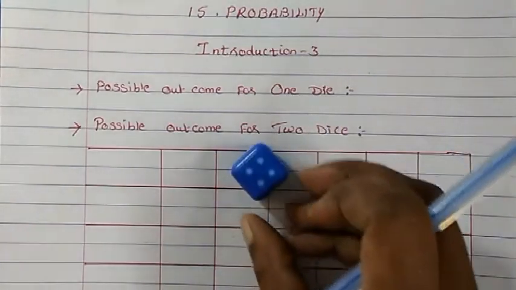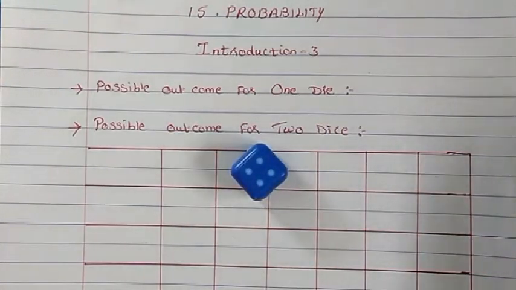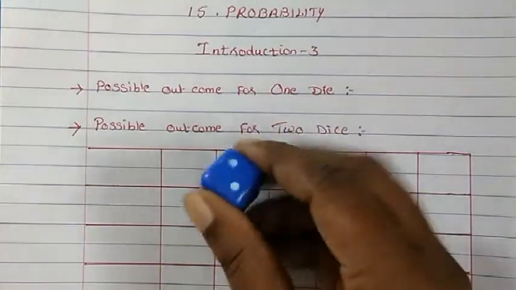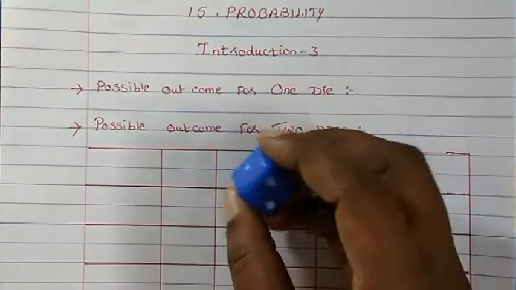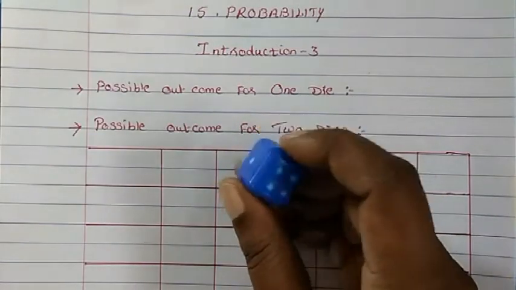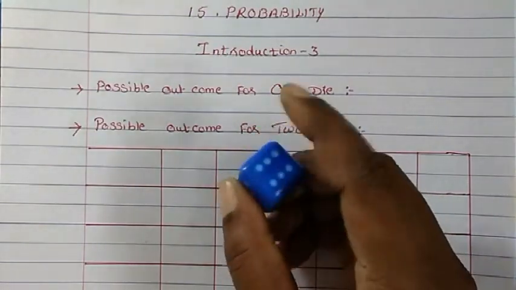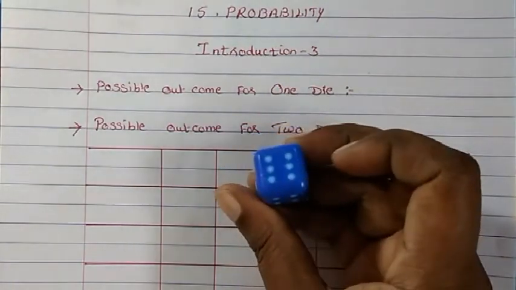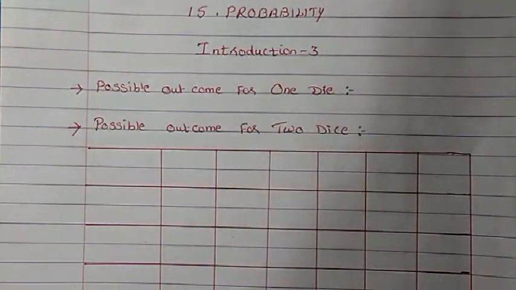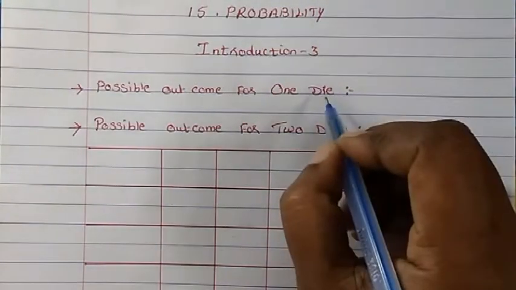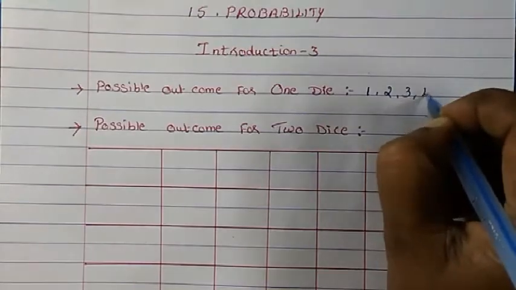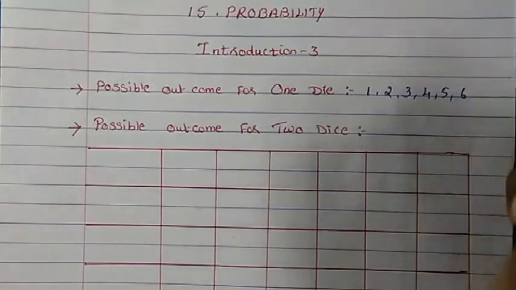If there is one die, what are the possible outcomes when we play this? We know it can be 1, when you throw it can be 2, or it can be 4, it can be 5, it can be 6 or 3. So total possible outcomes we have 6 here. So let's write down. For one single die, the total possible outcomes are 6.